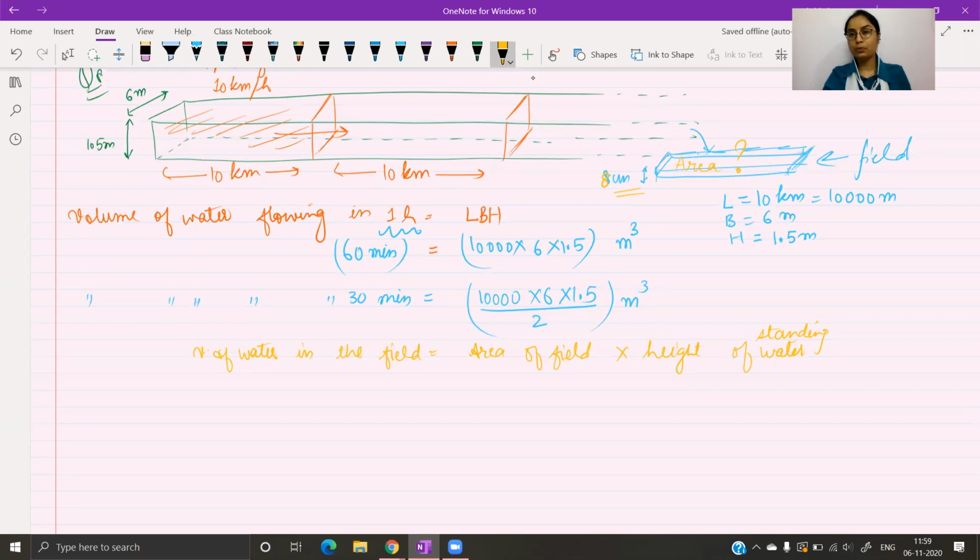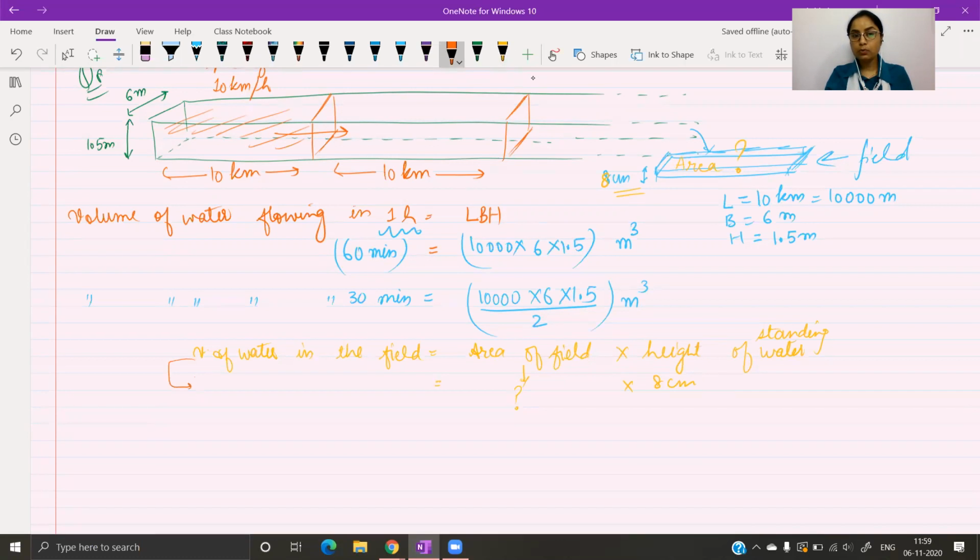This is the formula by which you can find out how much water is there in the field. Area multiplied by the height of the standing water. So we need to find this. Height is given to us as 8 centimeters and the volume of the water in the field will be equal to the volume of water that flows into the field in 30 minutes, because irrigation जो की जा रही है वो 30 minutes के लिए कर रहे हैं.